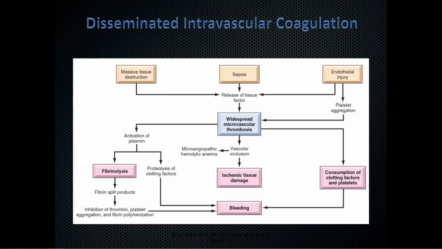And then with the microvascular thrombus, we see tissue ischemia because of clots that form and go distal. And then ultimately, because of the fibrinolysis and the consumption of clotting factors, we will see bleeding. So it's a disease of bleeding and clotting and bleeding and clotting.